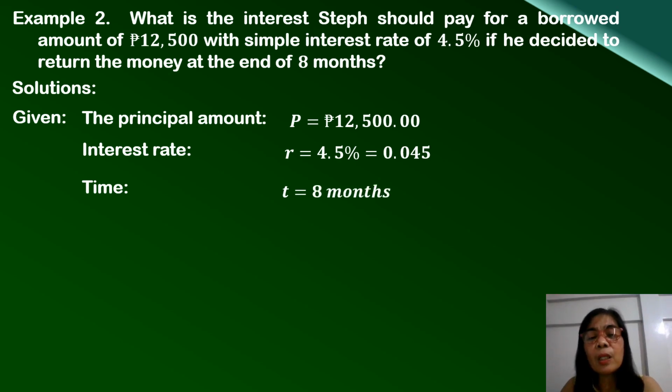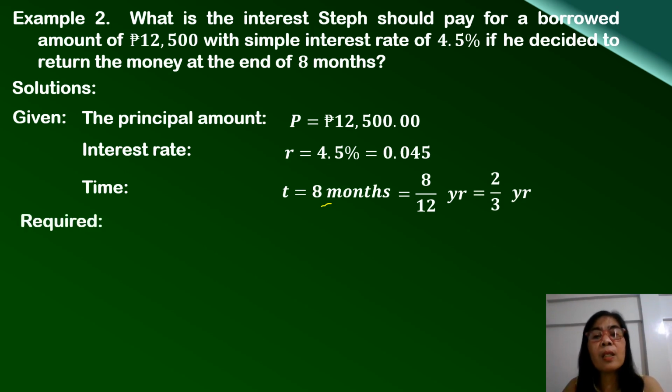Again, we're given in here the time in terms of months. We have to convert this to year. So we divide 8 divided by 12. That will now be expressed in terms of year, or we can simplify that, which is equal to 2/3. And we are asked in the problem, what is the interest? So we are required to find the interest.